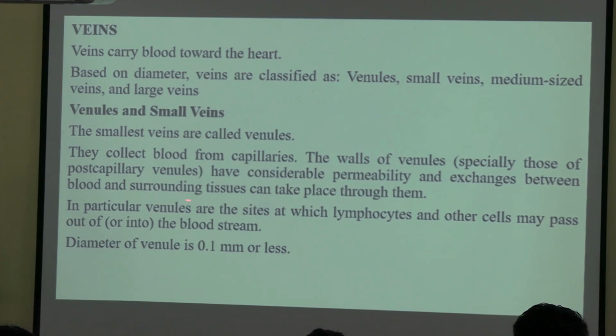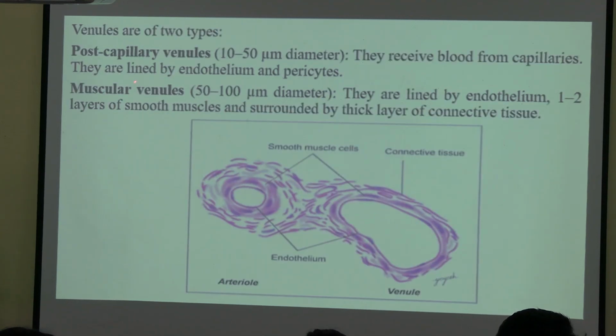Okay, to the surrounding tissues. Next, the venules are the sites where lymphocytes and other particles can go into the bloodstream or can come out from the bloodstream to the surrounding tissue because of the permeability. And the diameter, as you can see, in case of venule it is less than 1 millimeter. Now in case of venule also, again two types are there. This is the post capillary venule and muscular venule. These are nothing but the division done based on the diameter.